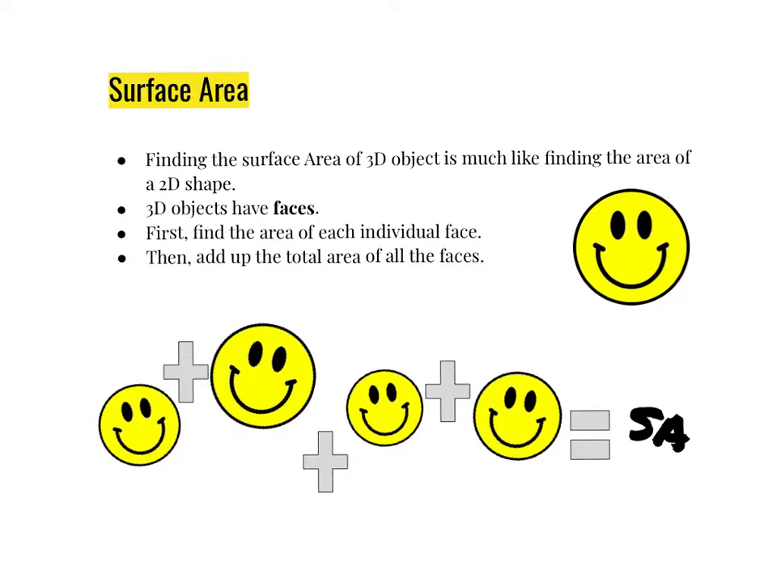When we're finding surface area, it's very similar to finding the area of a 2D shape. 3D objects have faces, so first you have to find the area of each individual face, then add up the total area of all the faces, and that will give you the surface area.